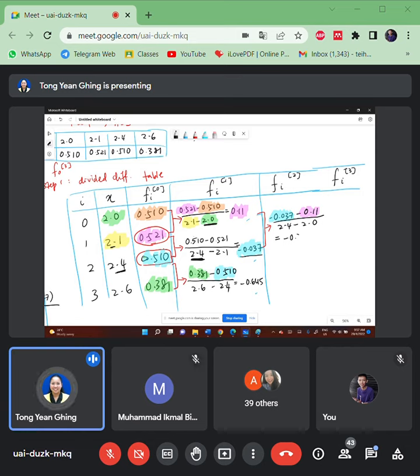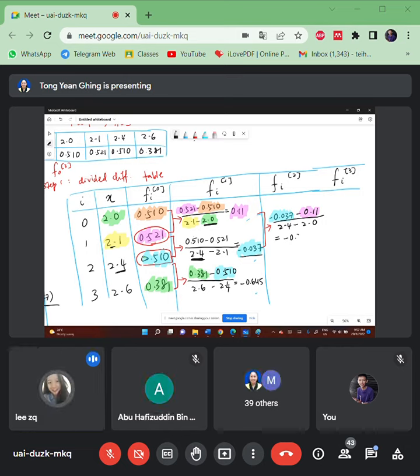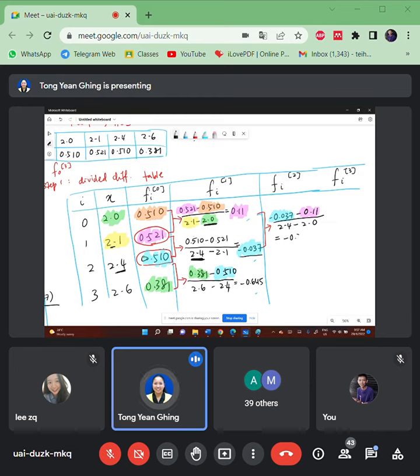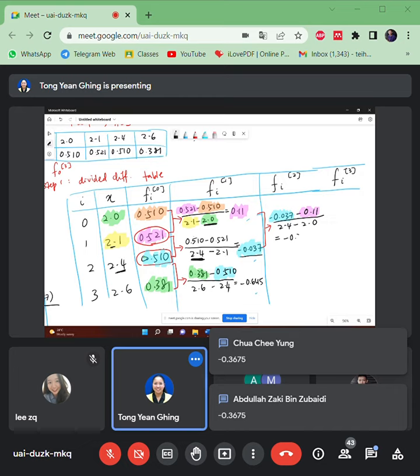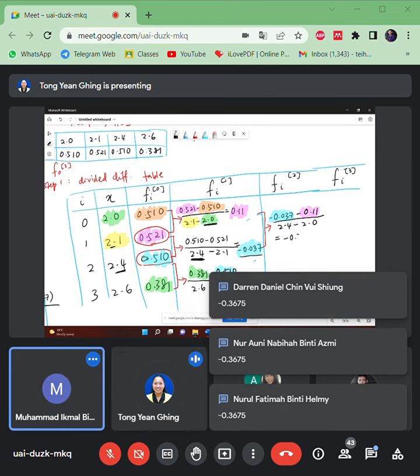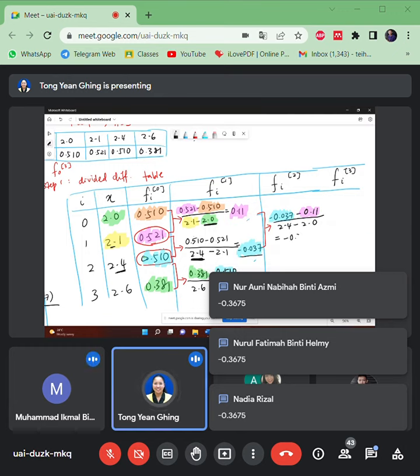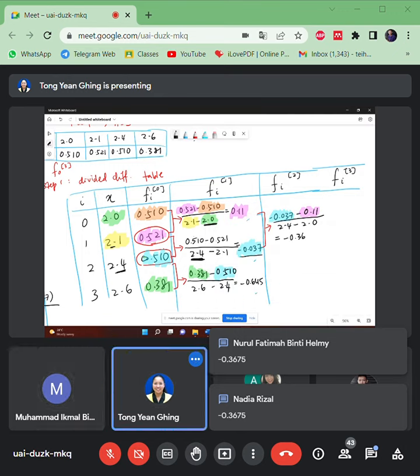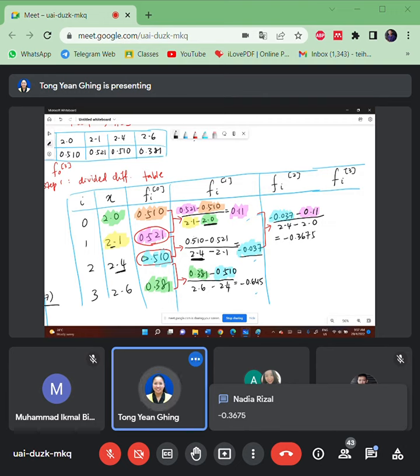Yang lain dapat 49 juga? Ya. I dapat negative 0.3675. So 49 ke 367? Zaki dapat 3675. So Daniel dapat. This is correct, Doctor. Yang mana correct? 36. 365. Okay. Now consider this one.